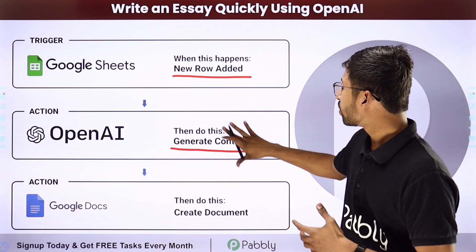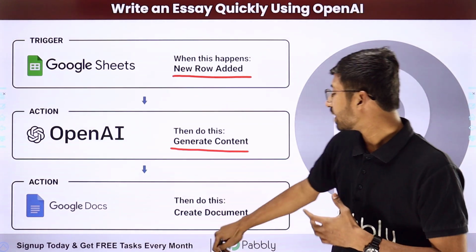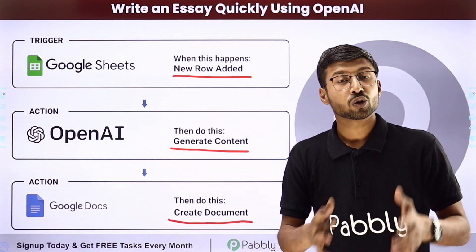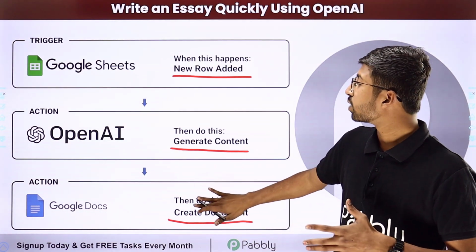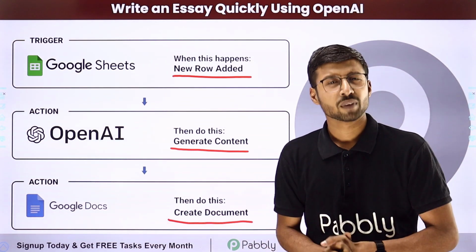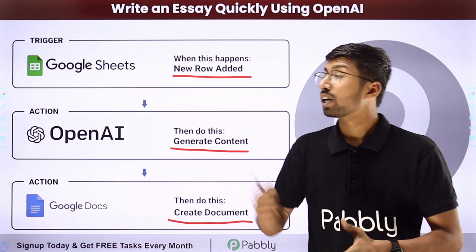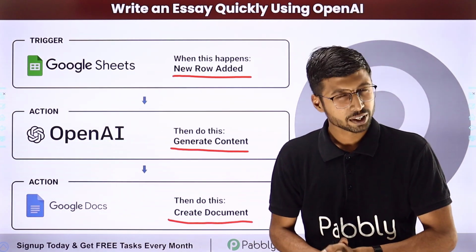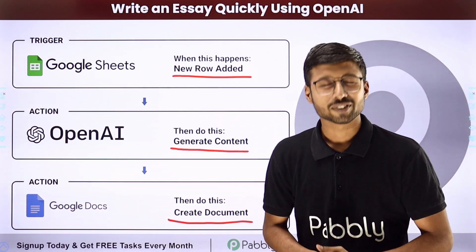And after generating that content, we are going to add that same content as a new document in our Google Docs account. And at last, not only this, we are going to update the link of that Google Doc into the same Google Sheet in front of that title or that topic. Now guys, how you can set up this automation and how you can automatically generate the essays quickly using OpenAI, to know this, you have to come with me to my screen.